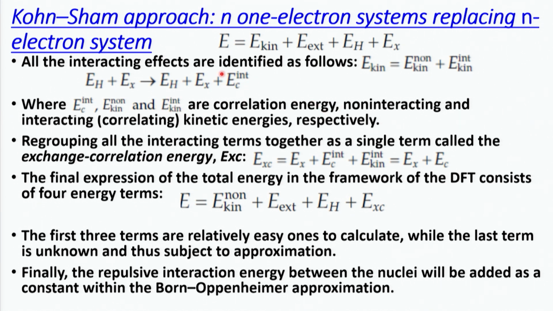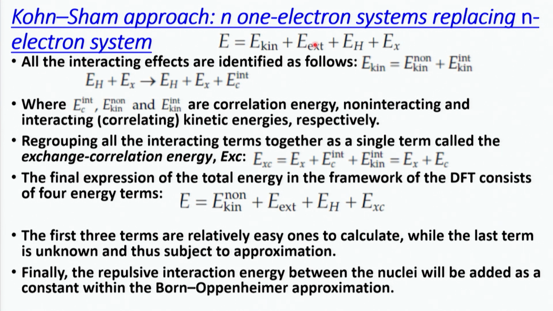So, this is the correlation energy, this is the non-interacting kinetic energy, and this is the correlating, the interacting kinetic energy. So, essentially what we are doing is writing the total kinetic energy into two terms. One is the non-interacting term, another is the interacting term.